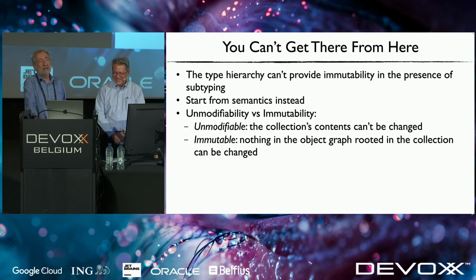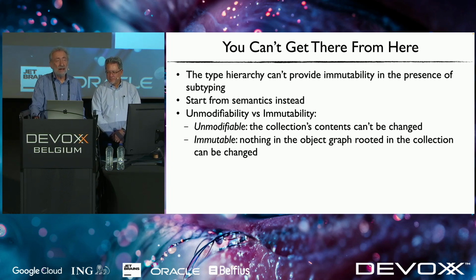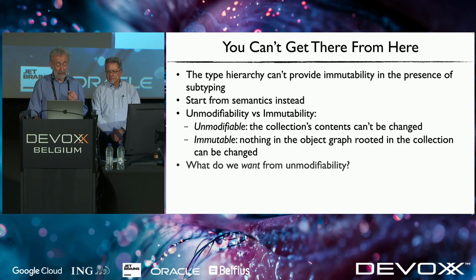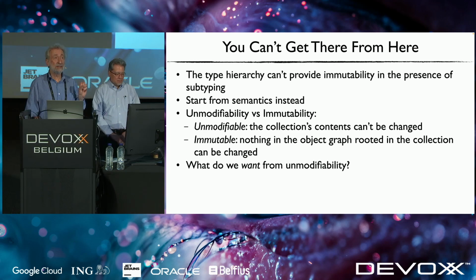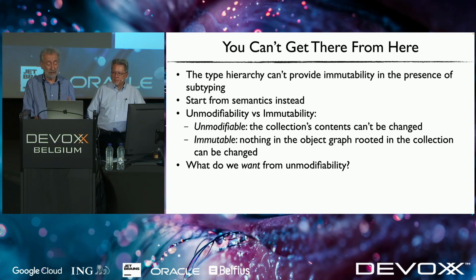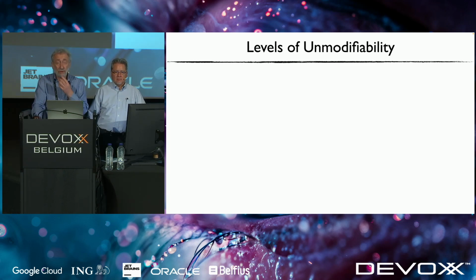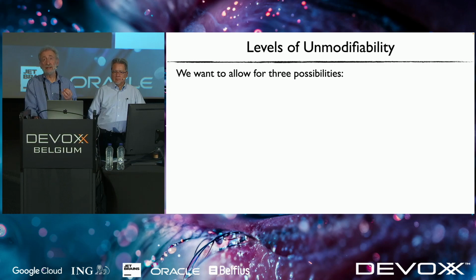But I just want to say that unmodifiability is what we're talking about here, and that's much easier to achieve, and it's generally speaking what the language that we're dealing in. So what do we want from unmodifiability? Well, we want to allow for three possibilities. The first two are kind of obvious.